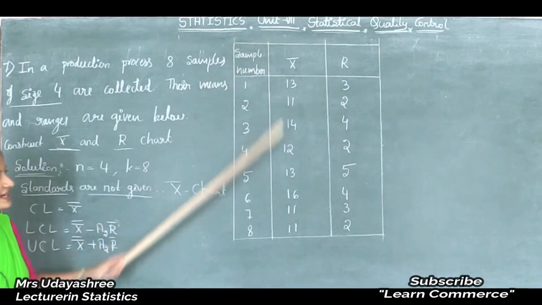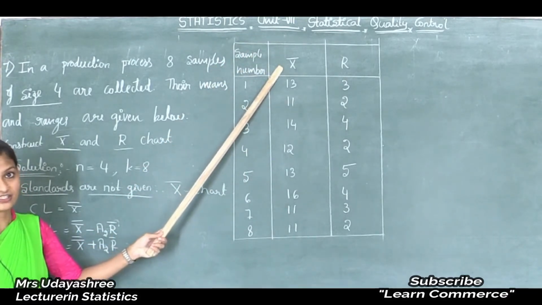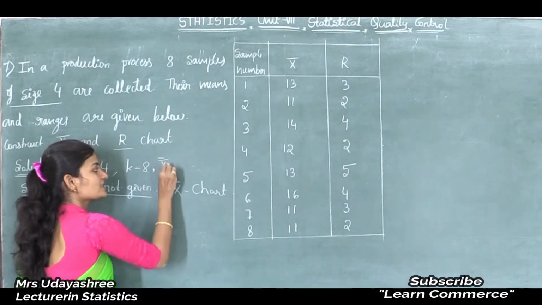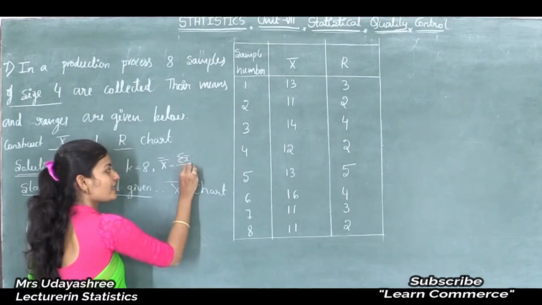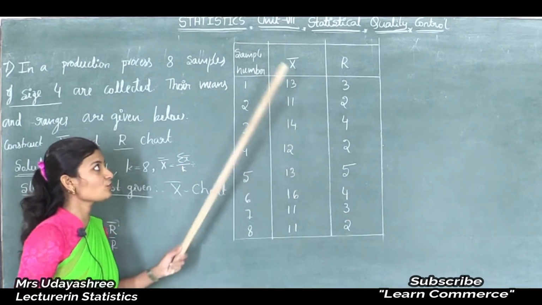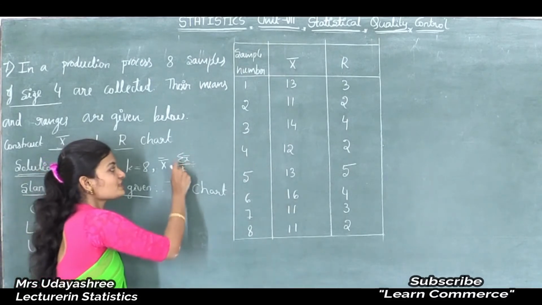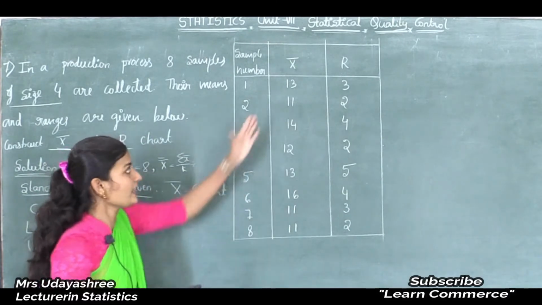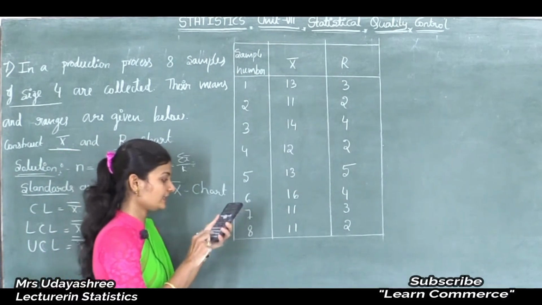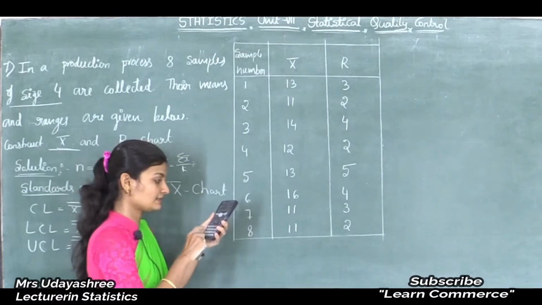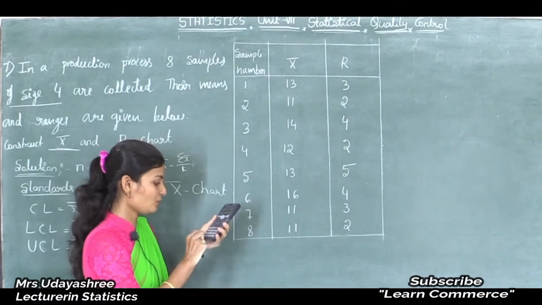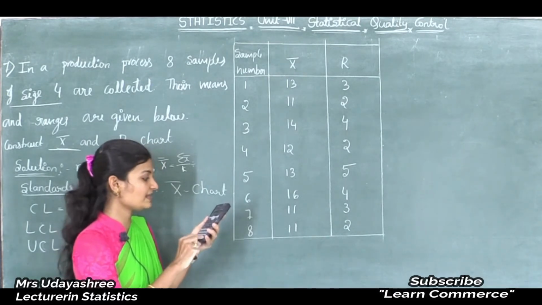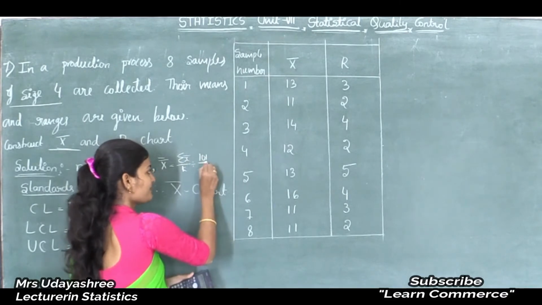See here the observations are like this. Here X bar observations are there, we need to calculate X double bar. The X double bar formula is summation X bar divided by K. So first we need to calculate summation X bar. Summation X bar is the sum of the X bar observations, that is 13 plus 11 plus 14 plus 12 plus 13 plus 16 plus 11 plus 11, that is 101, divided by K.